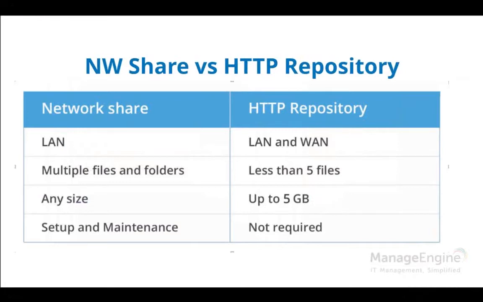So size always matters when you want to transfer a file from one location to another location. In terms of local environment, within the local network, bandwidth doesn't matter. So you can have any file size within the local network share. But in terms of WAN environment, it is restricted up to 5 GB.